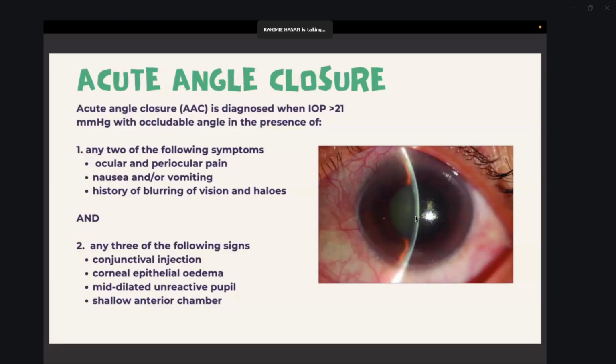I'm sorry, I don't have the photo of it, but you can search it online. So you shine a torch from the temporal part, and in a deep anterior chamber, the whole iris would be illuminated. But in a shallow anterior chamber, there will be a crescent shadow, which signifies a shallow angle. Okay, shallow anterior chamber. So you can see in this photo: red eye, shallow anterior chamber, mid-dilated pupil. And at this point the patient would already have headache, nausea, vomiting, and reduced vision.